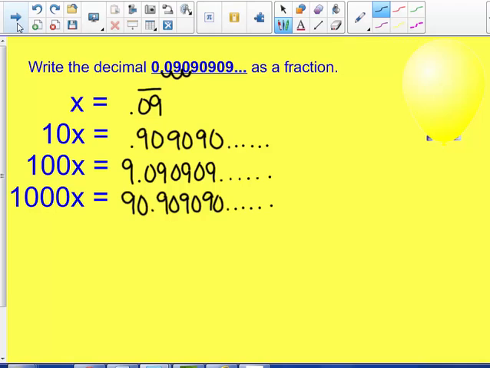Okay, so in order to get my repeating parts to line up and eliminate each other, I have two choices here. I can choose the 100x and the x, because now the 0.09s will keep repeating and eliminate each other, or I can choose the 1000x and the 10x to subtract. I don't want to get 990x's. 1,000's too big. I'm just going with 100 and x. So 100x, as I see here, is 9.0909.